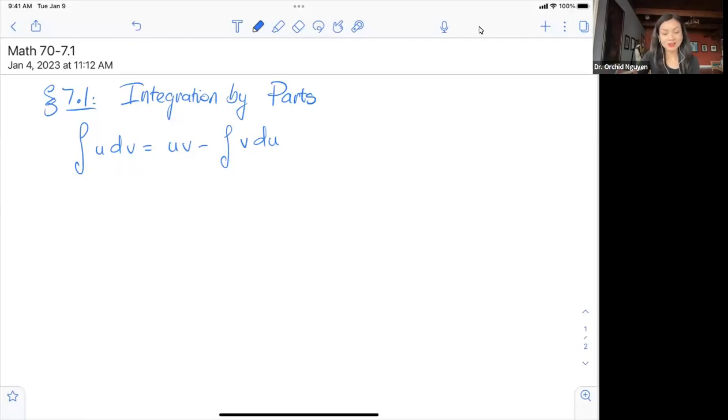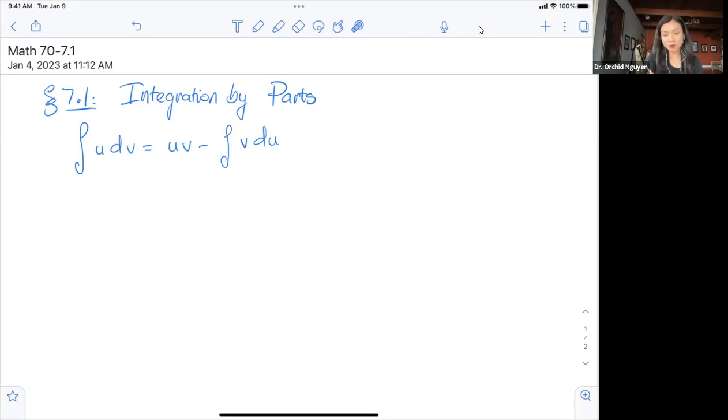Hi, this is section 7.1, integration by parts. Before I begin with a problem, I want to make sure that you remember the formula. There are two formulas. This is the easier one to remember. So the integral of u dv equals u times v minus the integral of v du.